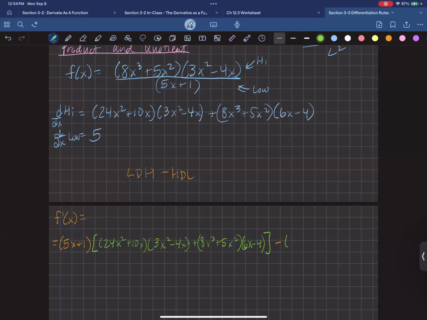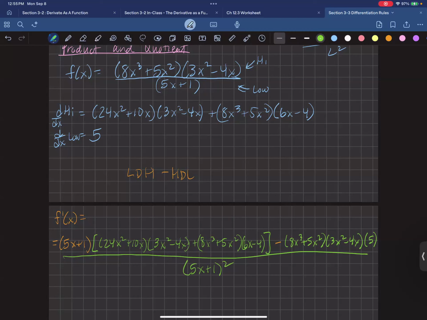High was 8x cubed plus 5x squared times 3x squared minus 4x times the derivative of low, which was 5, all over low squared, 5x plus 1 squared. That is the derivative. That's f prime of x.